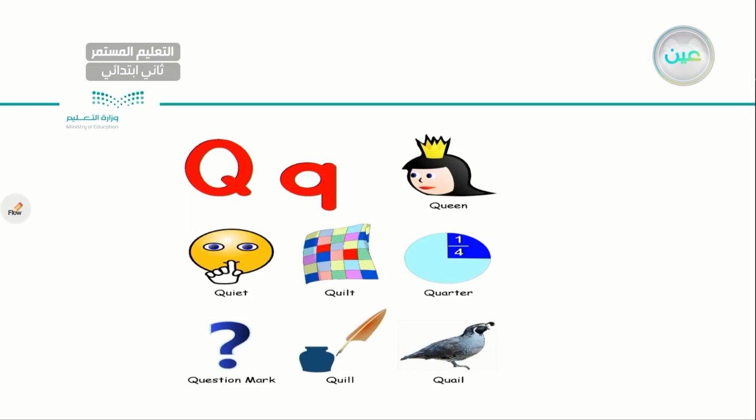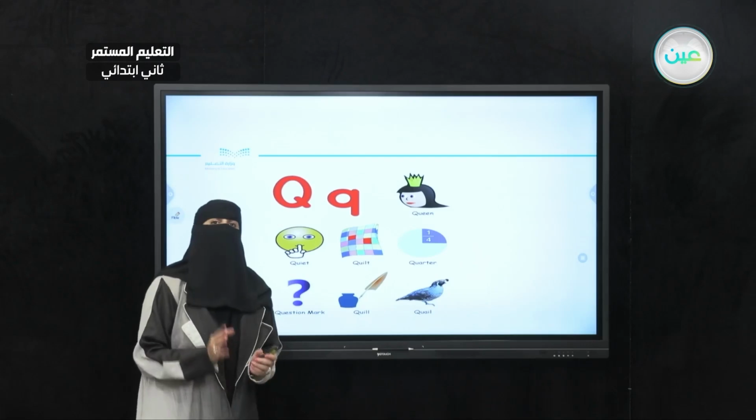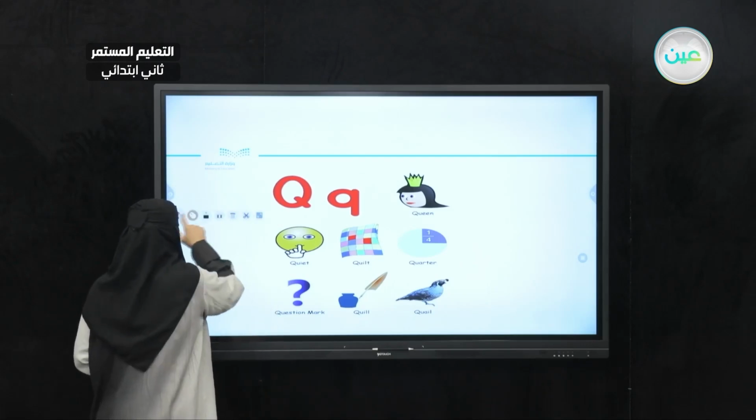Okay, Q. Now, we have the capital letter and the small letter. Let's read some of the words here that start with Q. Quiet, question mark, quilt, quill, queen, quarter, and quail. Let's read them one more time. Quiet, question mark, quilt, quill, queen, quarter, and quail. Very good. So I have capital Q and small q.